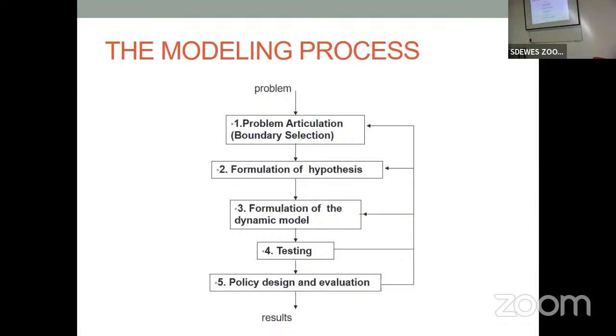Obviously, this is a feedback loop cycle, in the sense that maybe the testing is wrong, so we need to reformulate the model, or maybe we have to reformulate hypotheses, or maybe we have to change the problem articulation, because we will need to include something more in the model. So this is not only a linear process, but with several feedbacks according to whether we find the solution or not.